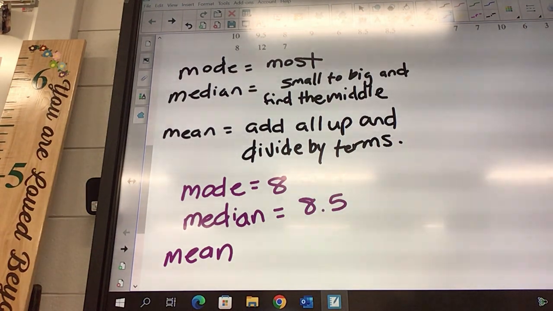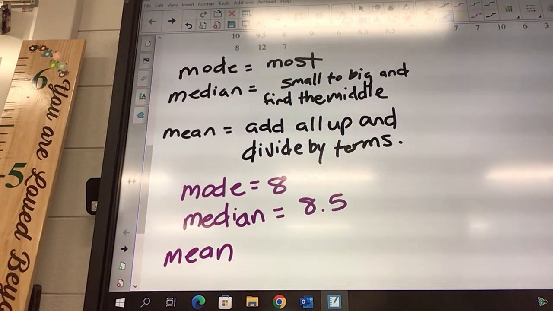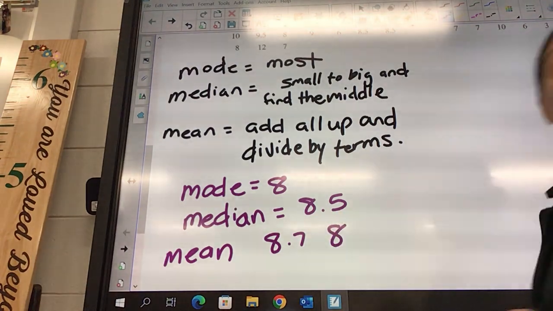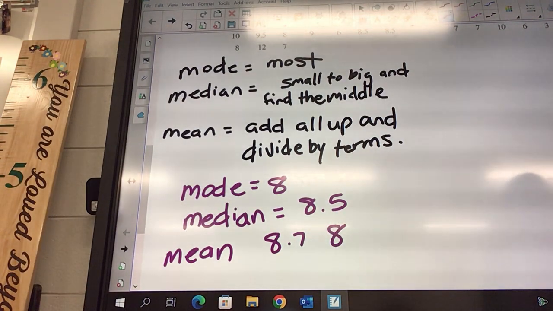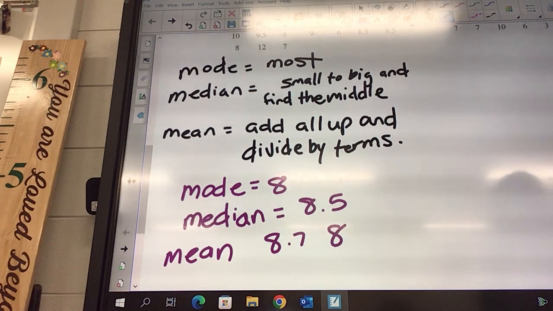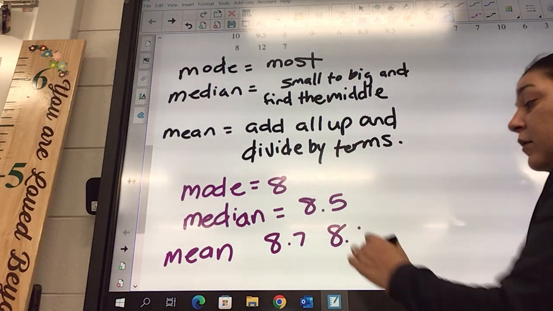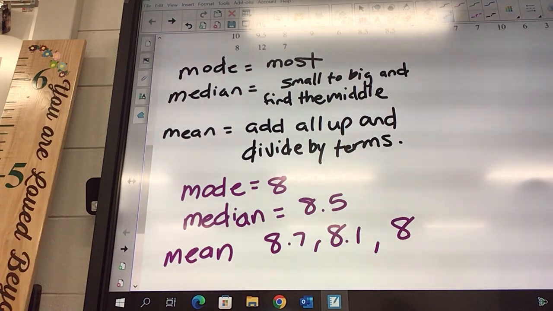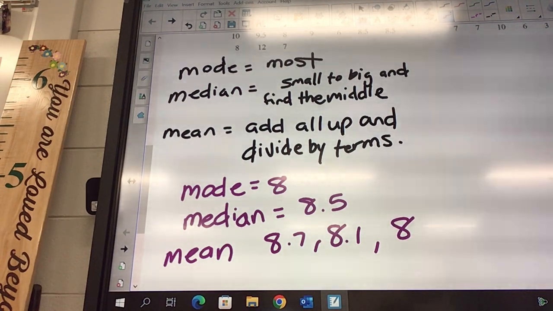And then the mean. 8.7. I got 8. You got 8? Looks like 8 point, blah, blah, blah. Somebody said 8, somebody said 8.1. I don't know how to answer. My copy looks exactly like yours. So somebody type it again.